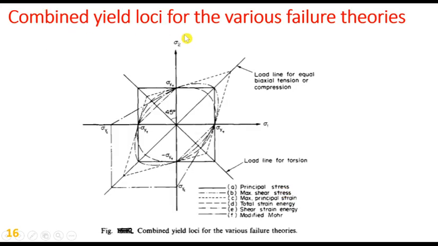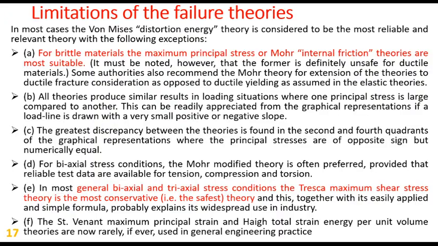So the combined yield loci for the various failure theories has been drawn together. This is maximum principal stress, maximum shear stress, maximum principal strain, total strain energy, shear strain energy, and modified Mohr. So that is drawn here. If the material state is here, it is safe according to every theory. If it is here, it is safe by just this theory, and the rest of the theories say it is unsafe. So that is the value of this combined yield locus.